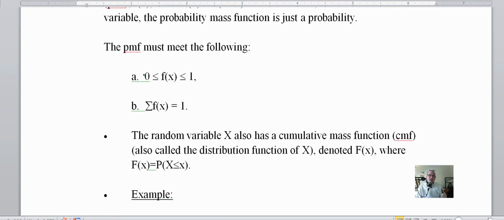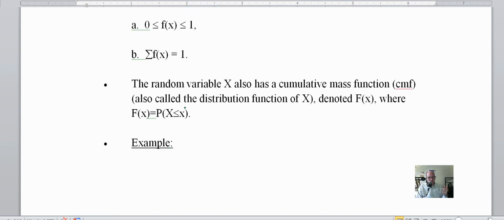The first rule is it has to be between 0 and 1, so there's no such thing as having a probability less than 0 or greater than 1. And if I sum all of these f of x's together, it has to equal 1. So I add up all the f of x's, it has to equal 1. We'll see this in just a second.